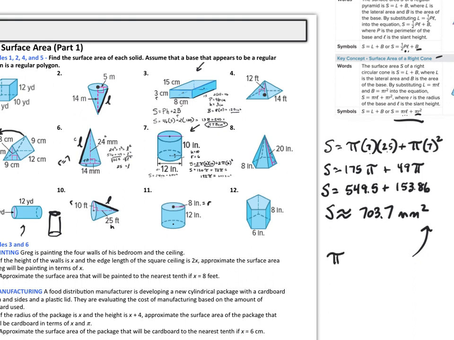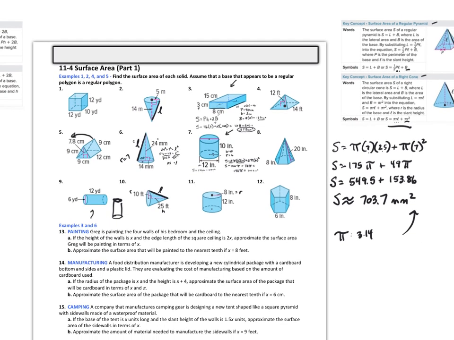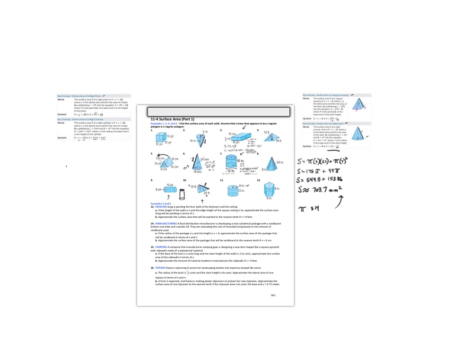Now this was rounding pi. I went ahead and used 3.14 in the calculator. So had you used the symbol for pi and not done any rounding, you would have ended up with probably 703.7. So there you go. That is how we would do that. Of course, you would do these others the exact same way. So there is walking through some examples on how to do these problems.